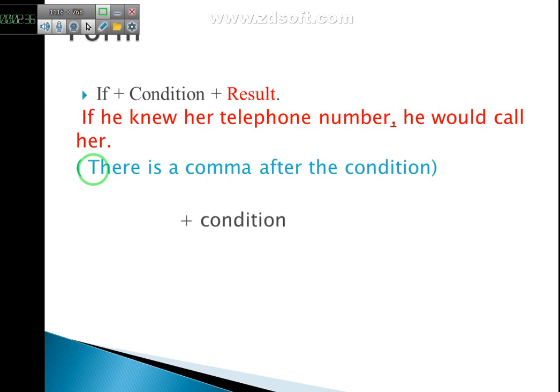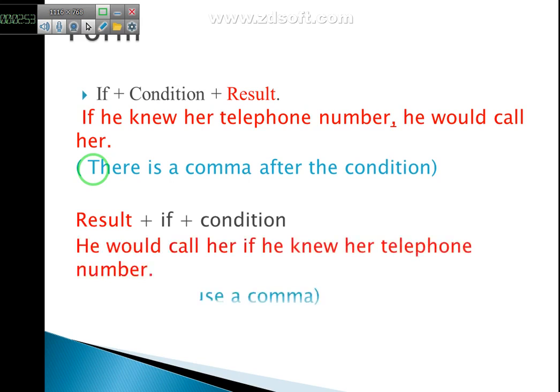And we can also change the order of the sentence. We can also have the result first, followed by the if condition. Let's see. We would call her if he knew her telephone number. Where's the comma? I'm not going to use the comma. Why? Because I have the result at the beginning of the sentence. We can say the same sentence with a different order.